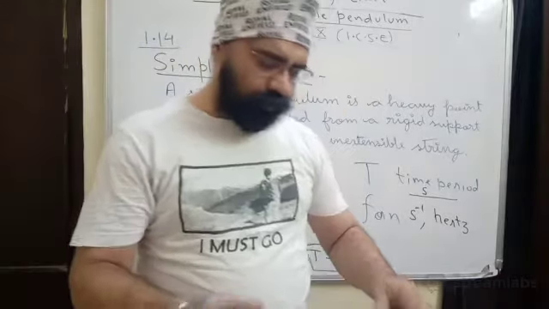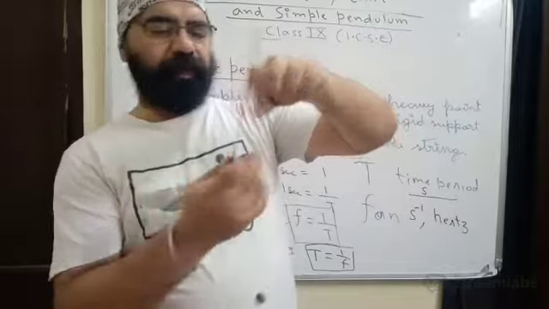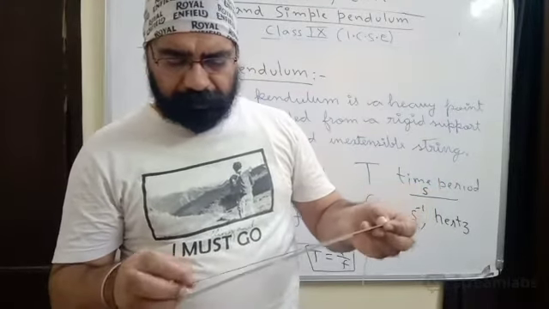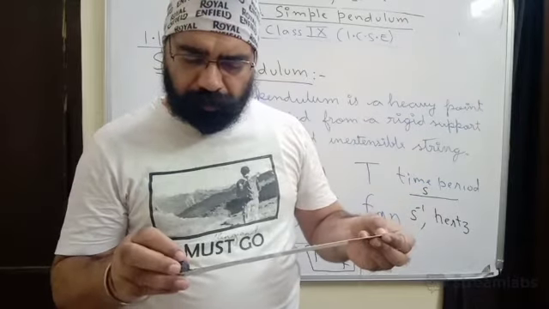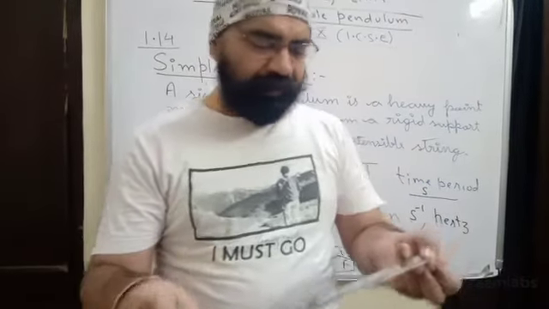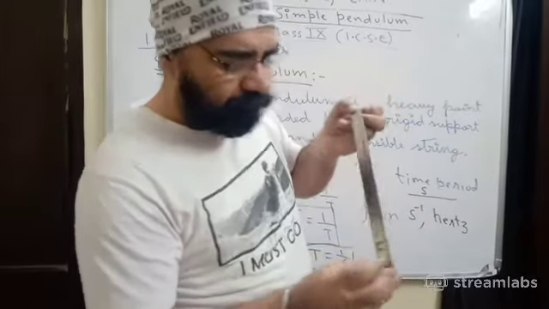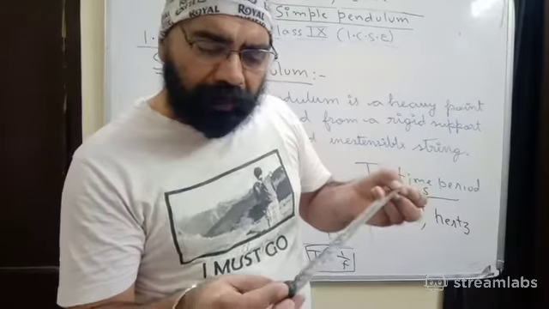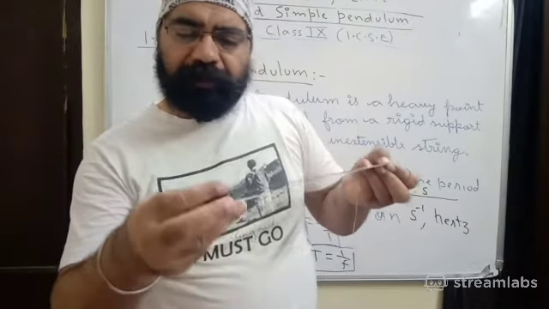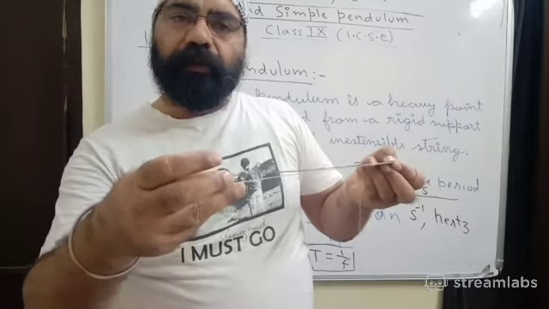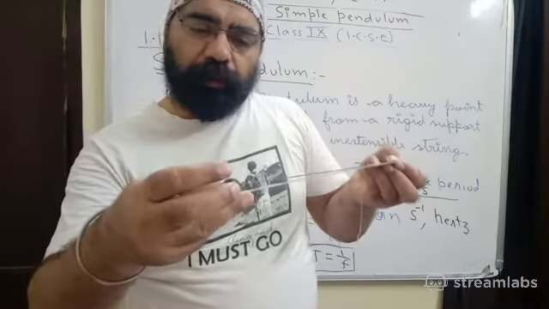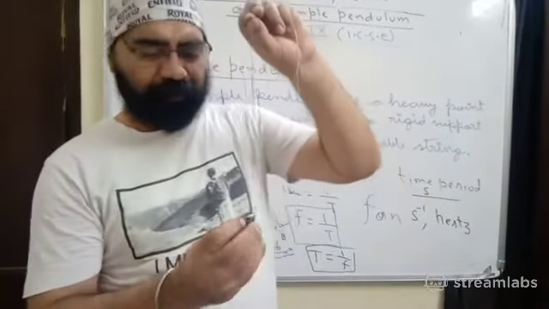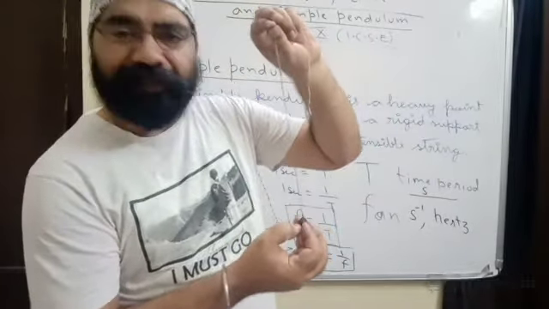See, in this case, I was holding it from this place, right? So if I measure the length, then the length comes out to be 29 centimeters. You can see that the length of the thread is coming out to be 29 centimeters. But when I add the radius of the bob, then it comes to 30 centimeters, which means my effective length was 30 centimeters. So I measure it from the center of gravity.